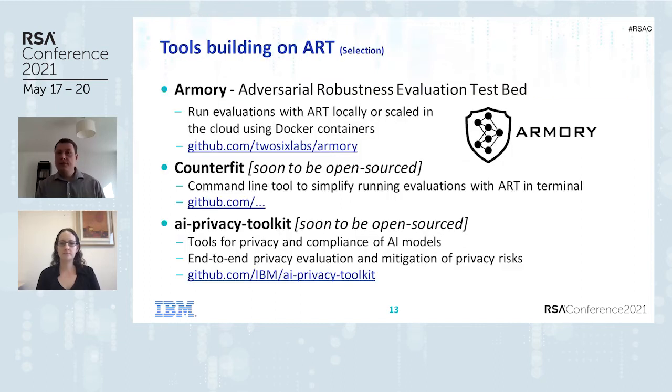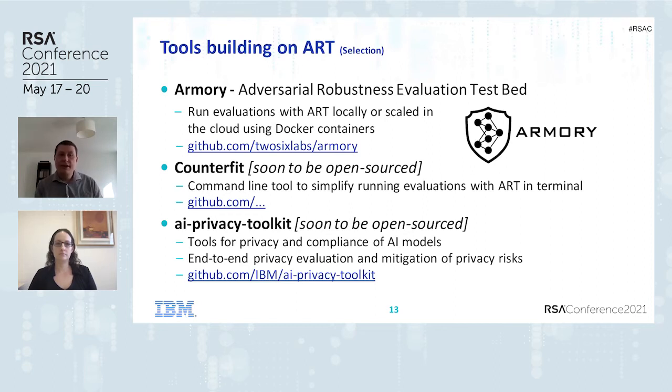There's also a growing ecosystem around ART, and we would like to mention three examples. The first one is Armory. It's an adversarial robustness evaluation testbed, which builds on the tools of ART. It allows you to run evaluations with ART locally or scaled in the cloud using Docker containers. It's available on GitHub and developed by our colleagues at Two Six Labs. And we are working closely to bring Armory and ART closer together.